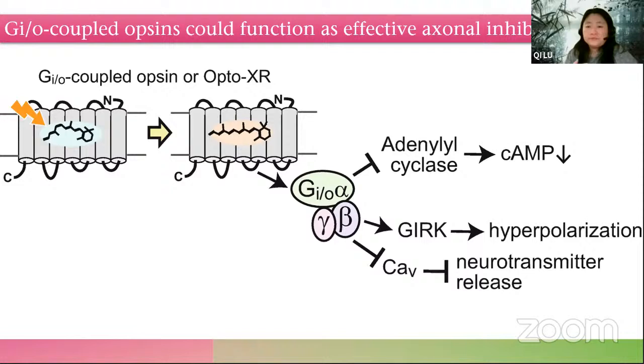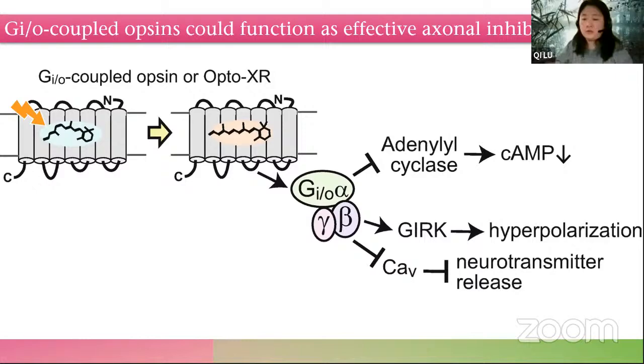So let's move on to see some other opsins that are coupled to Gi. Gi-coupled opsins could function as an effective axon inhibitory tool because the coupled Gi activates the Gi signal pathway, and it will cause a cyclic GMP decrease and it will also activate the GIRK. This is a potassium channel, and it will cause hyperpolarization because the potassium can flux out of the cell. It can also inhibit the voltage-gated calcium channel and inhibit neurotransmitter release. So it's quite an optimal inhibitory tool.